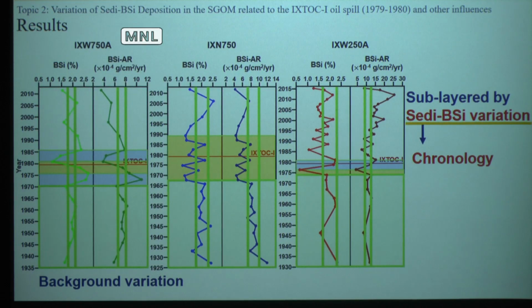So each sublayer's chronology was checked, and based on this, I talk about what events were happening during this period and how that event affects the sedimentary biogenic silica variation. So next, I will talk about the potential mechanisms for the sedimentary biogenic silica variation.